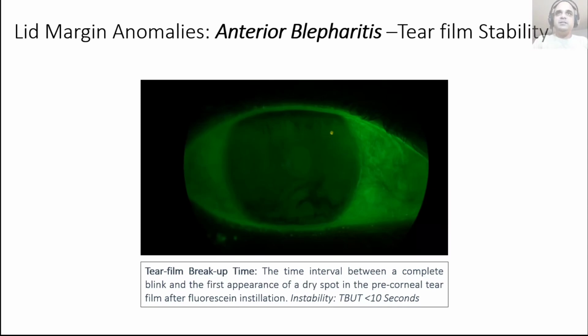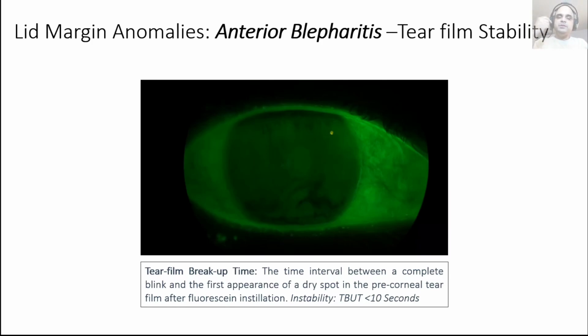So once you have stained the tear film, you are looking for a break in this tear film. And wherever the tear film will break, you won't see the dye. You will just see a clear zone. And if you start seeing clear zones less than 10 seconds after the tear film has formed on the cornea, that is defined as an unstable tear film.